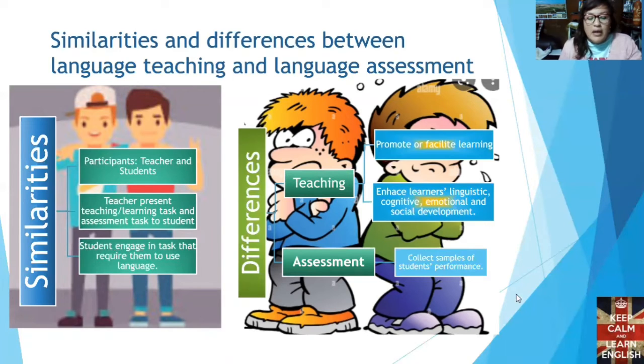Now let's talk about the differences. In the language teaching process, the first difference is that only teachers promote and facilitate learning, and the teacher is in charge of improving the linguistic skills of the students and making them develop their cognitive and social part. And regarding language assessment, the difference is with respect to the purpose. For this process, the only purpose is to collect information about the performance of the students.